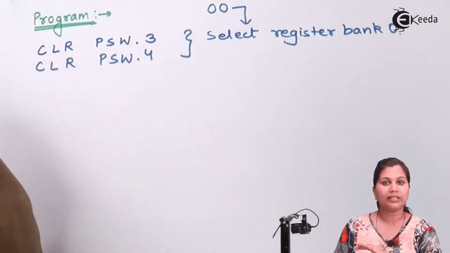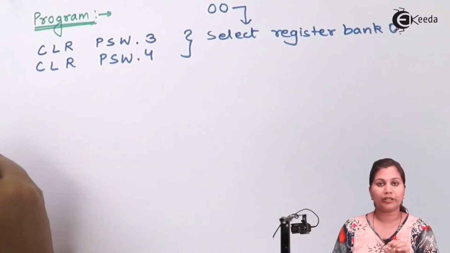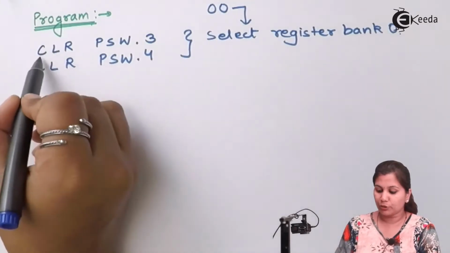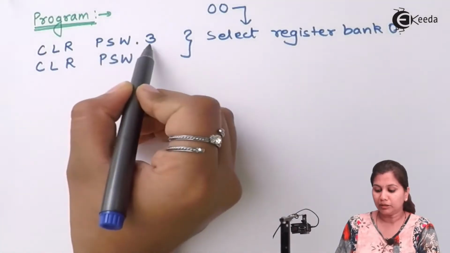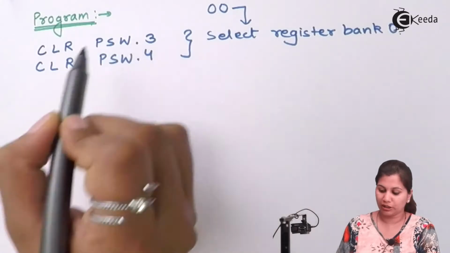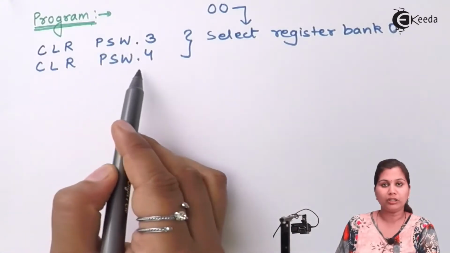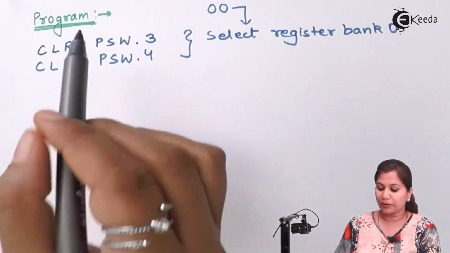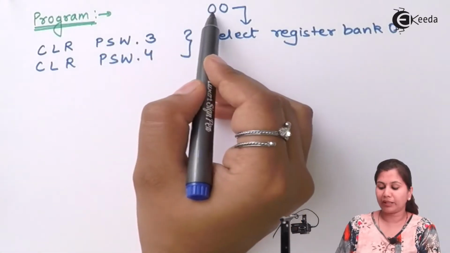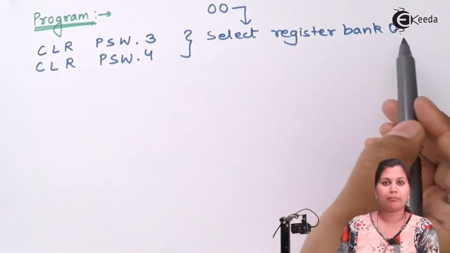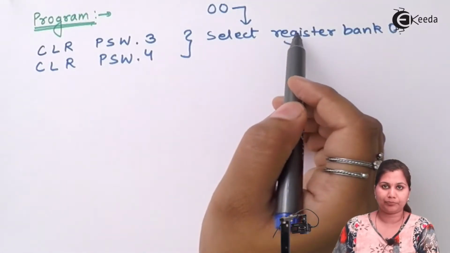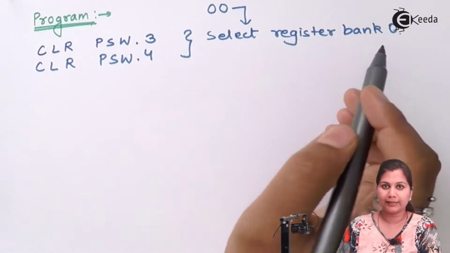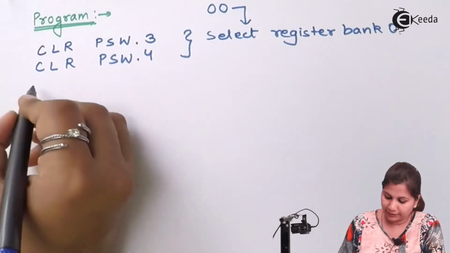So we are using the instruction clear. Clear is going to clear the bit, or it is going to make its value equal to 0. Okay, so it is going to clear the bit number third of the program status word, and next instruction is going to clear the fourth bit of the program status word. So in this way, when these two bits have become 0, 0, then the register bank 0 is selected. So these two instructions are for the selection of register bank 0.